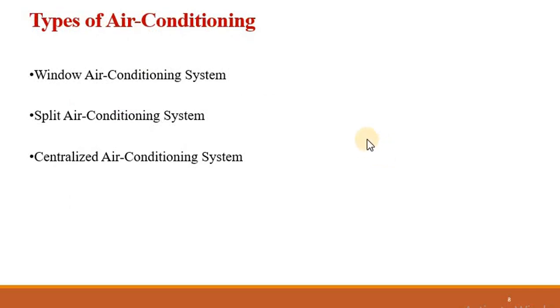Types of air conditioning: majorly these three types are very important and need to be considered. The first one is window air conditioning, the second one is split air conditioning, and the third one is centralized air conditioning. Previously we normally used window air conditioning, but nowadays split air conditioning is quite famous. And for a bigger air conditioning system, a plant or a hotel or industrial air conditioning systems, centralized air conditioning is very important and in more use.